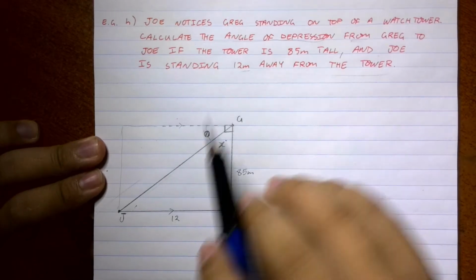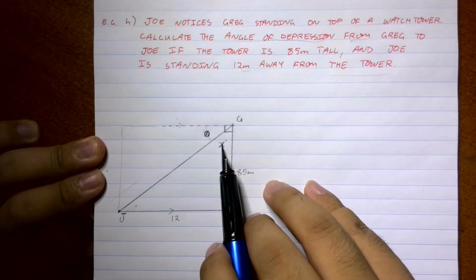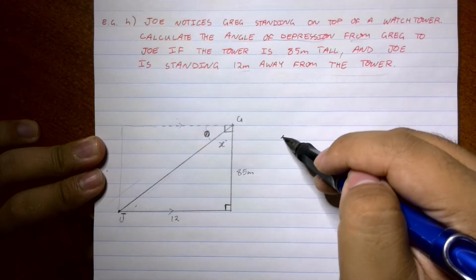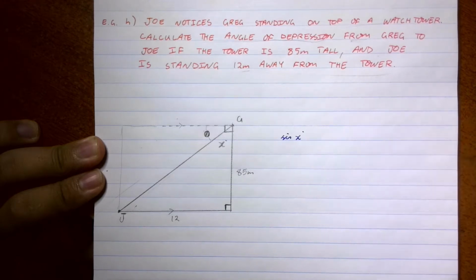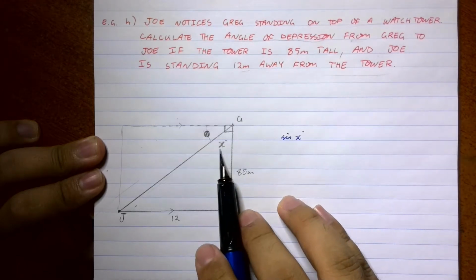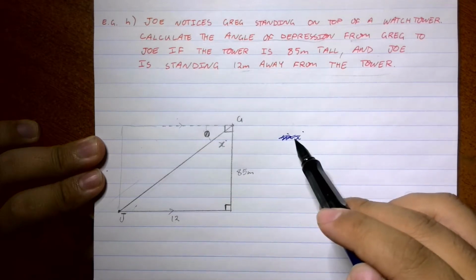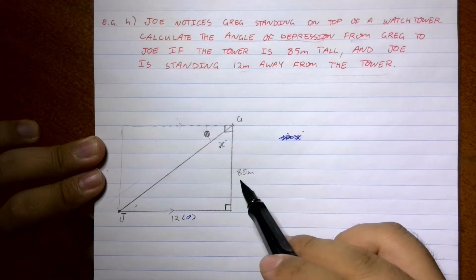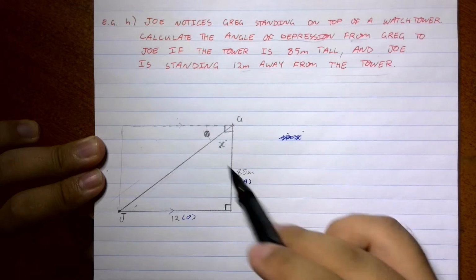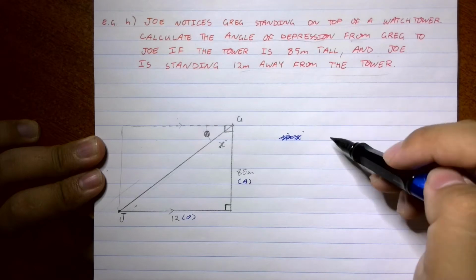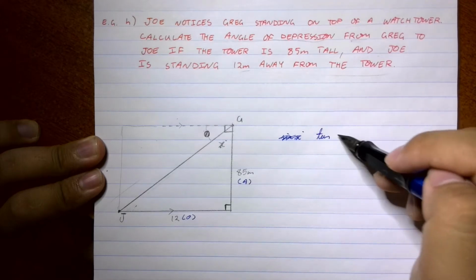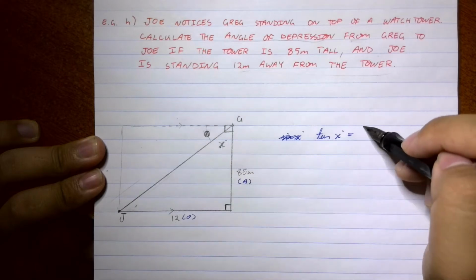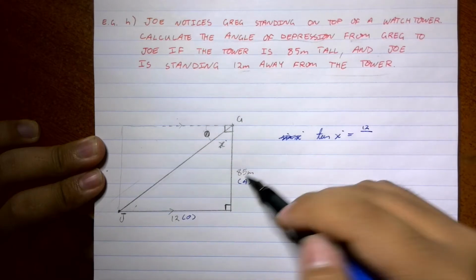Here we go. So let's calculate this angle here, x. Let's say we have sine x. Oh, is it actually sine? I made a mistake here. We have an opposite and an adjacent from this angle, so that must mean we use tan. So tan of x is equal to opposite over adjacent.